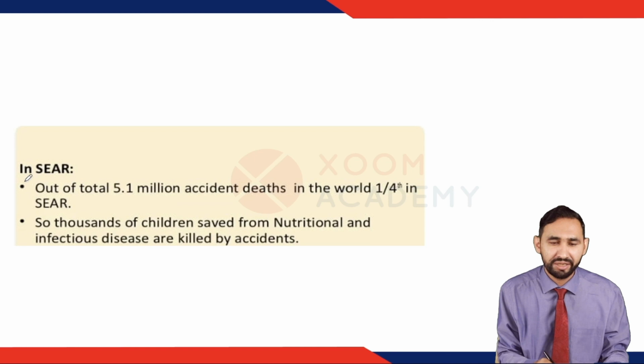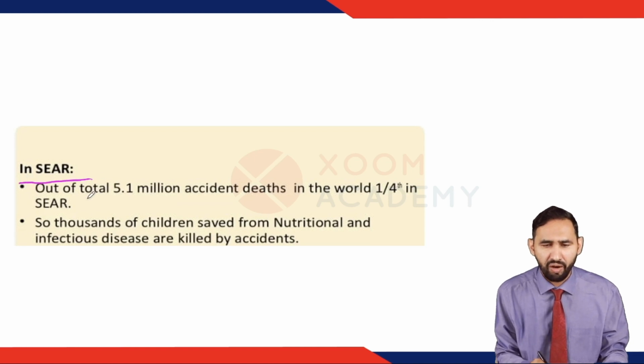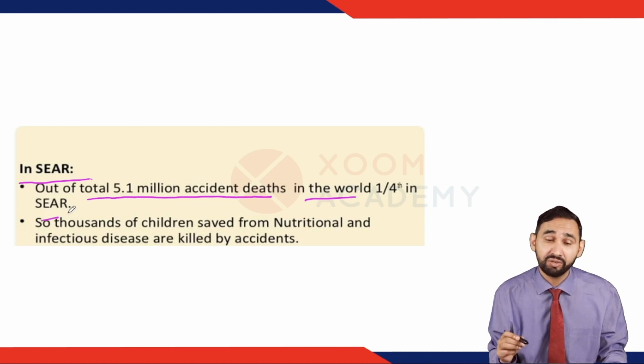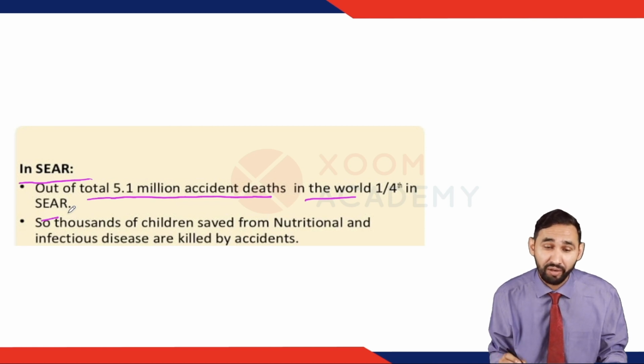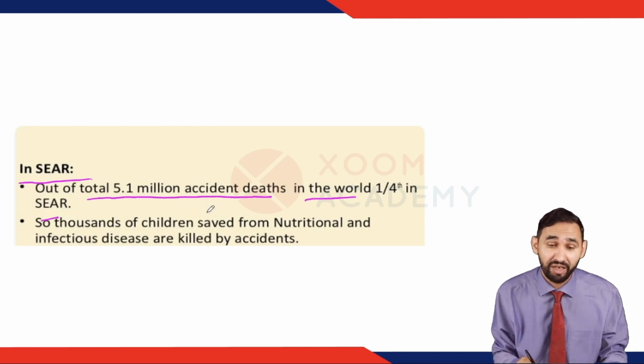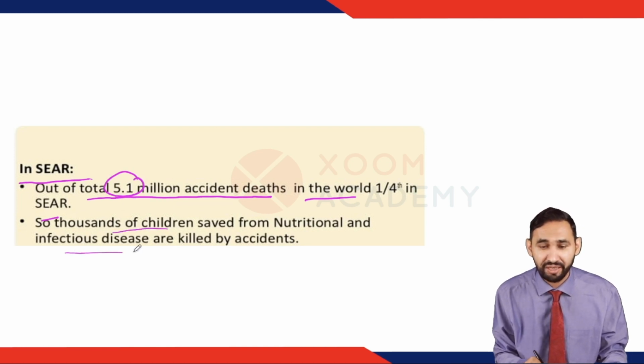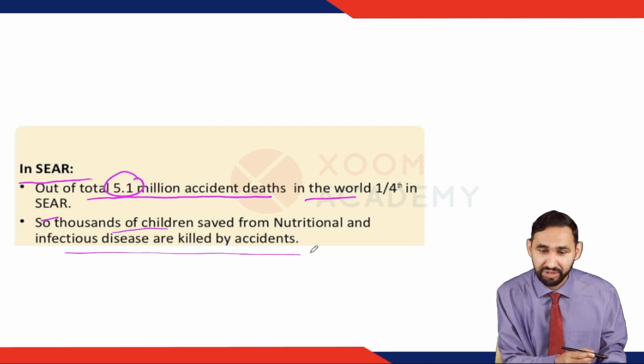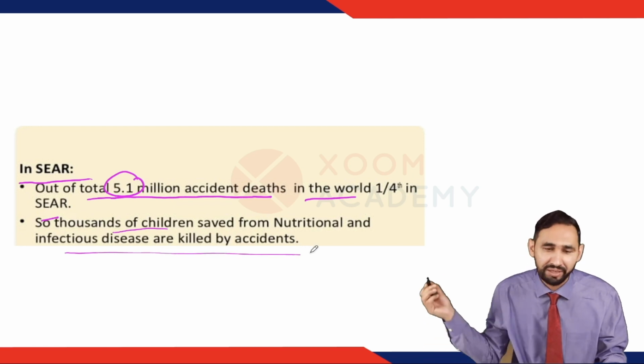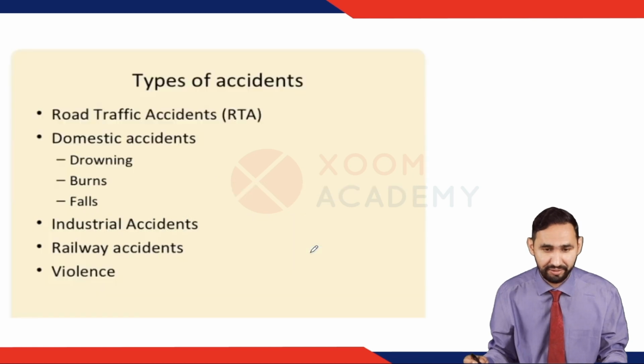In Southeast Asian region countries, out of a total of 5.1 million accident deaths in the world, one fourth of deaths due to traffic accidents are in Southeast Asian countries. So thousands of children saved from nutritional and infectious disease are killed by accidents. We save them from nutritional disease, we save them from communicable disease, but they are killed in accidents.